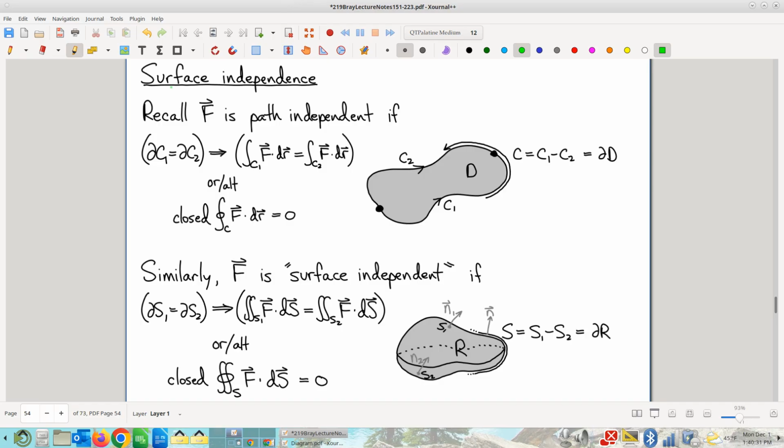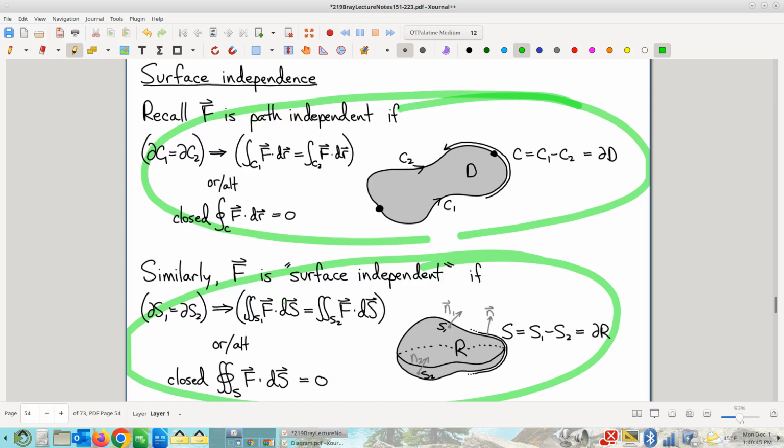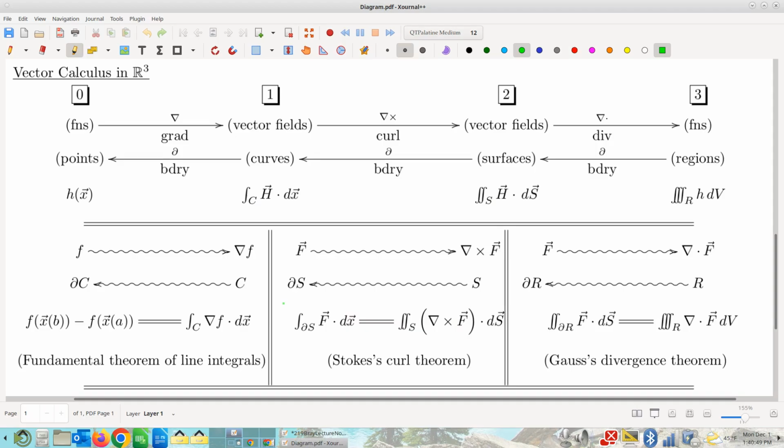So last time we were talking about surface independence. And the short version of surface independence is that it's just like path independence, just one dimension higher. Everything one dimension higher. But other than that, totally analogous. A great way to see this is to look at the diagram. Reminder that this is the diagram that I like to use.